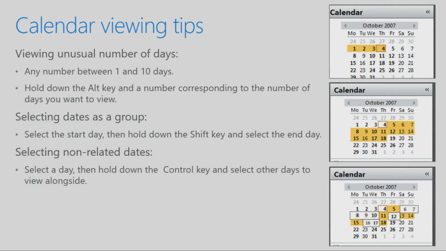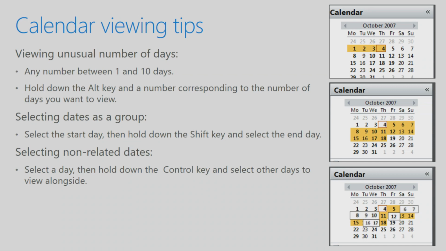Here's some tips for viewing your calendar in Outlook. One of the things that you can do that a lot of people don't know about is view an unusual number of days in your calendar. A lot of people know how to view the work week or the calendar week or just one day, but if you want to, you could simply view 3 days at a time. In fact, any number between 1 and 10 days you can look at in your Outlook calendar.